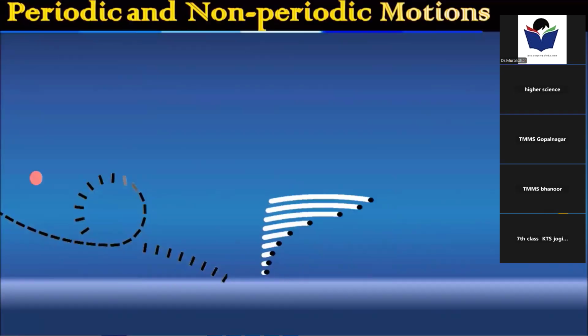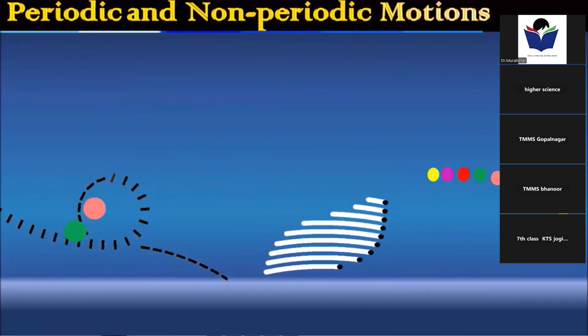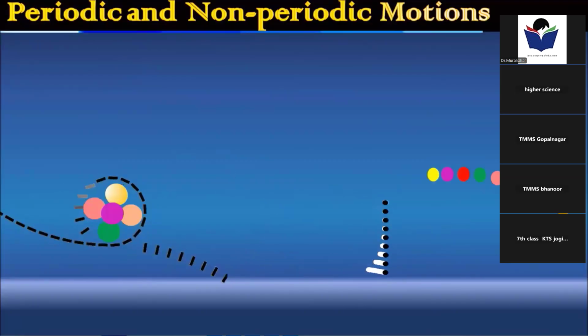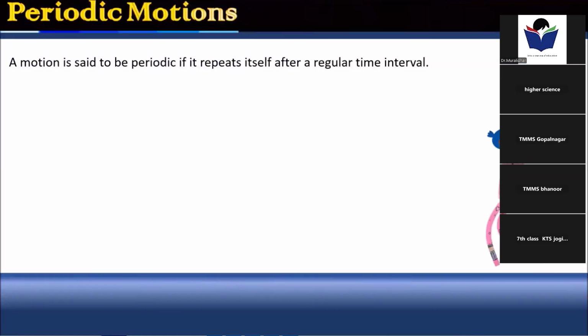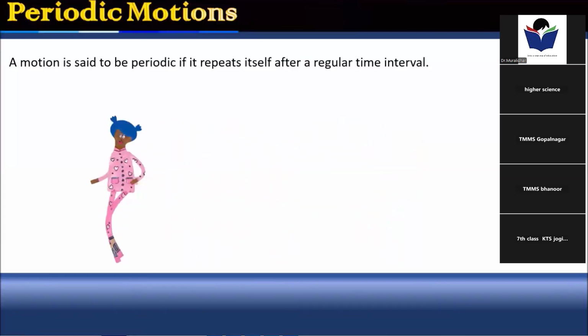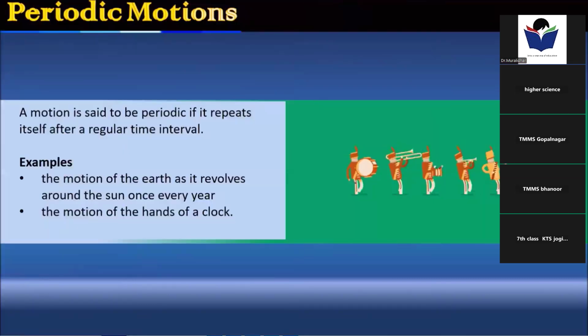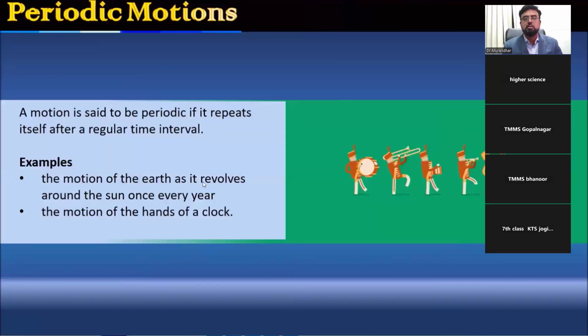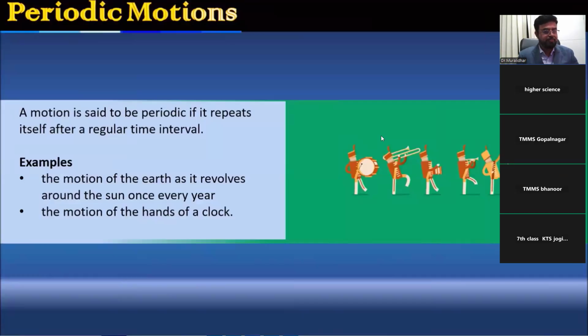Periodic and non-periodic motions. This is interesting. Listen carefully. The type of motion which repeats itself after a regular interval of time is periodic motion. Examples: the motion of the earth as it revolves around the sun once every year. Motion of the hands of a clock, which repeats itself after a regular interval of time, like 60 seconds, 60 minutes, etc.